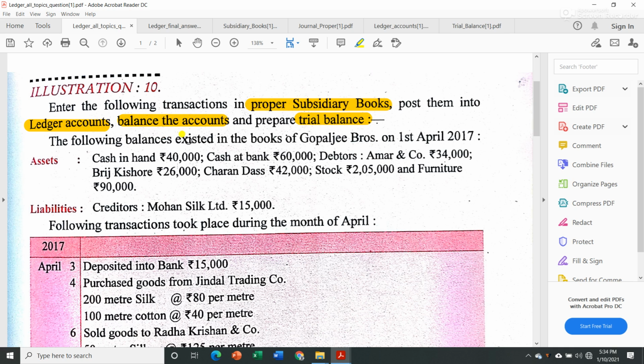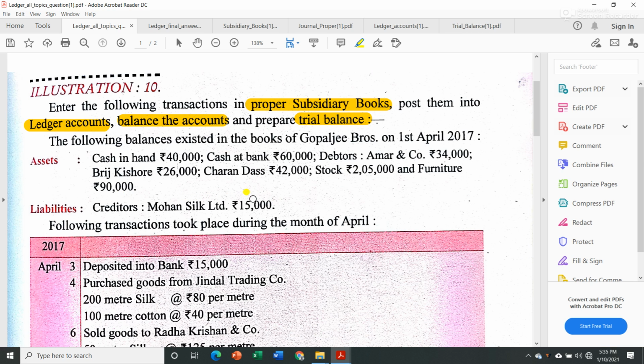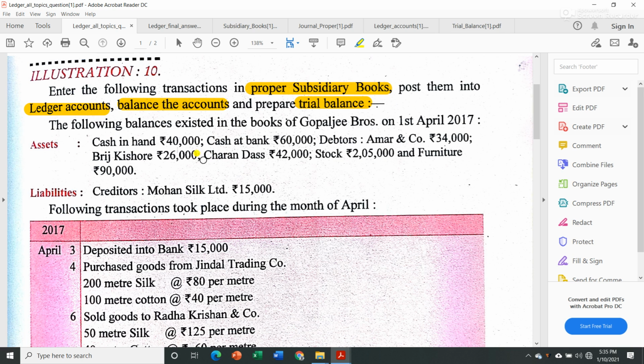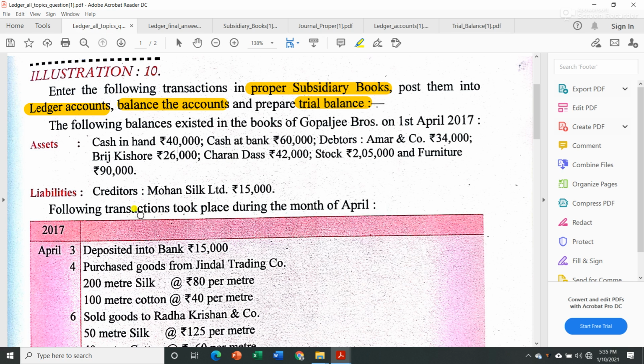The following balances existed in the books of Gopalji Brothers on 1st April 2017. These are nothing but our opening balances at the start of the month, so we have to pass the opening entry. First we will prepare the journal proper, because in journal proper we pass the opening entry.